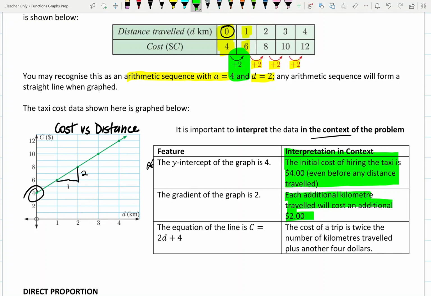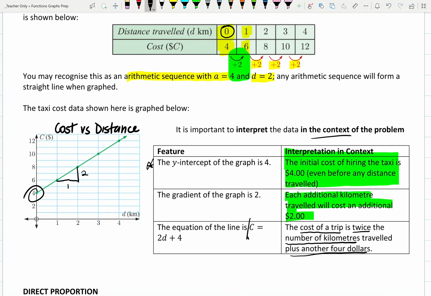And the equation of the line equals C equals 2D plus 4. Sorry, that should have been pushed down onto the next line. And this means that the cost of a trip, which is C, is twice the number of kilometres, which is D, that we've travelled, plus another $4, which is our constant.